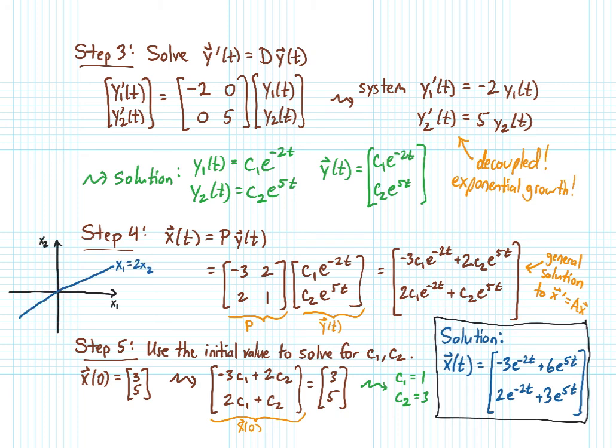What's useful about that is that even though our solution is kind of complicated looking, we can actually draw a rough sketch of it pretty easily. Basically, we would start at 3, 5, and then we would approach this line asymptotically. But what happens as t goes to minus infinity? As t goes to minus infinity, the e to the 5t terms go to 0, and it's the e to the minus 2t terms that matter. In that limit, you would approach the line where x1 is minus 3 halves times x2. And so from this, we can see that the solution looks something like a hyperbola between those two lines.